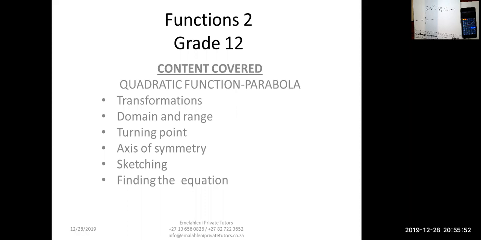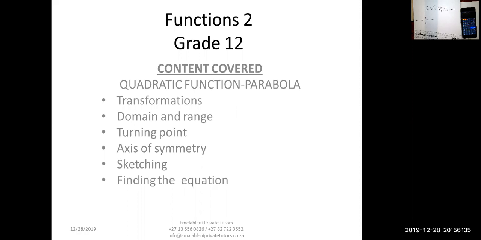Okay, so today we are looking at quadratic functions. We're going to look at the transformations of your graphs. After that, we'll be talking about domain and range throughout. Then we're going to look at how you get the turning point, what the turning point actually is, how you get the axis of symmetry, and what you need to consider when you're sketching your graph. Lastly, we'll be looking at finding your equation. So given the coordinates, how do you get the equation of the function?